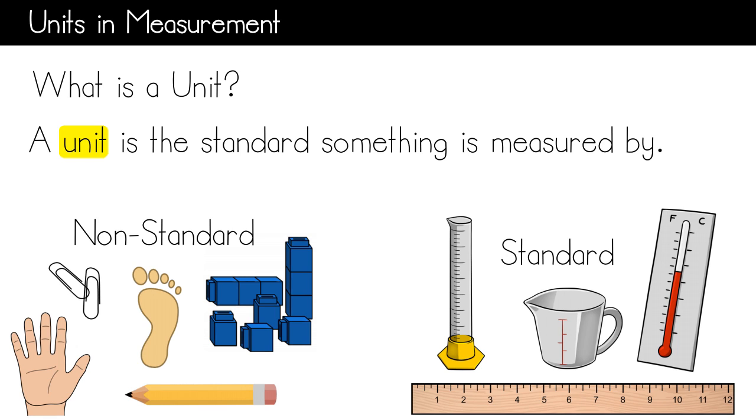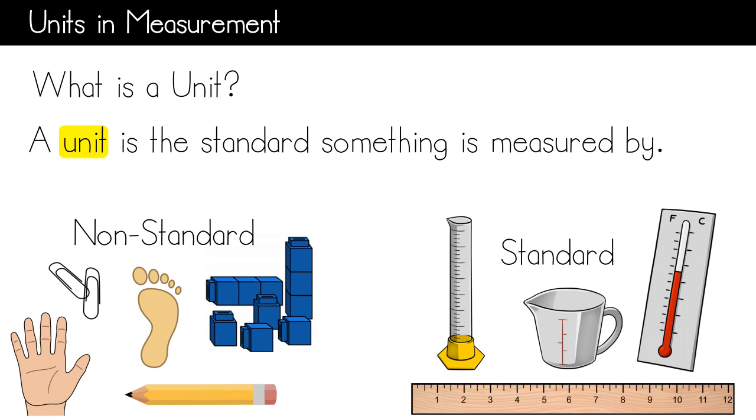So looking at units and measurement, what is a unit? A unit is the standard something is measured by. If you think back to kindergarten and first grade and probably even second grade, you did a lot of non-standard measurement where you would measure something and see, okay, how many pencils long is this? How many hands long is this? How many paper clips long is this? But now we're moving over to really focusing on standard measurement. We use this as mathematicians and as scientists to give us more of an accurate reading of an amount of something.